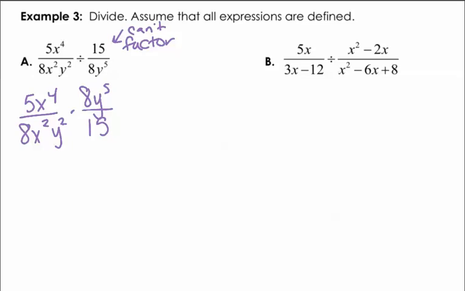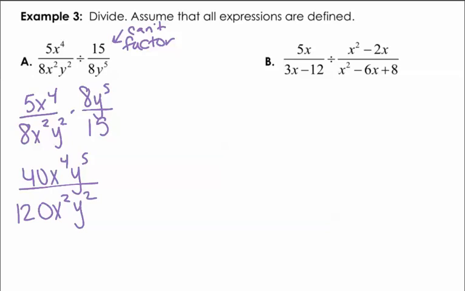Once we're at this point, now we have a multiplication problem. This is exactly what we just did. Multiply on top, so 5 times 8 is going to be 40. X to the 4th and y to the 5th, you can't combine them because they have different bases. 8 times 15 will be 120, and then x squared, y squared.